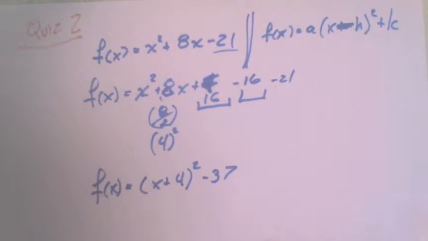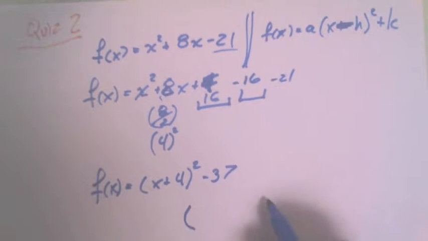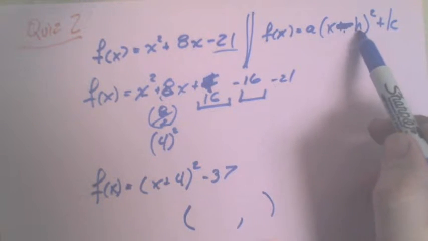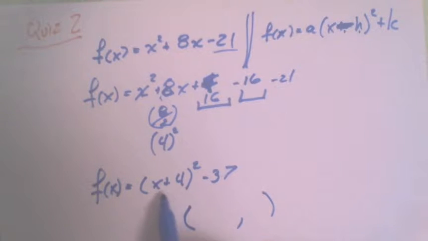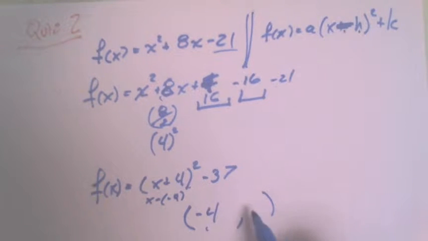If we're needing to identify the vertex itself, which we are according to our problem, the vertex is the h and the k value. You've got to be careful. Our form is x minus h. So what's being subtracted here? This is x minus a negative 4. So it's negative 4. It's really what makes this thing 0, by the way. A negative 4 would make that 0, so it's the negative 4. And the y value is the negative 37.